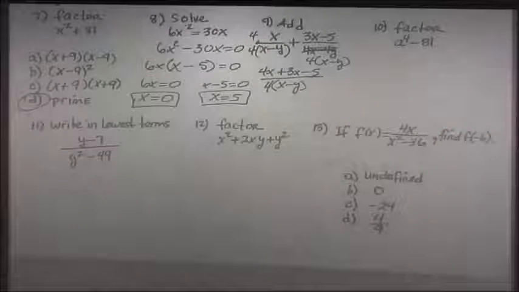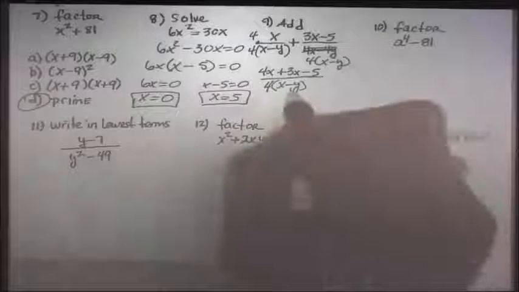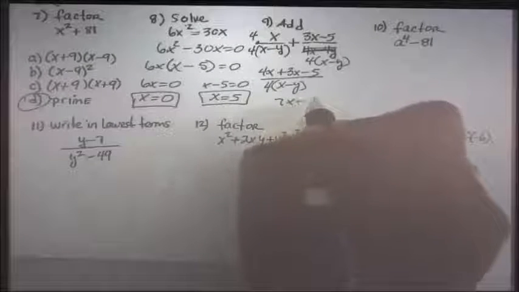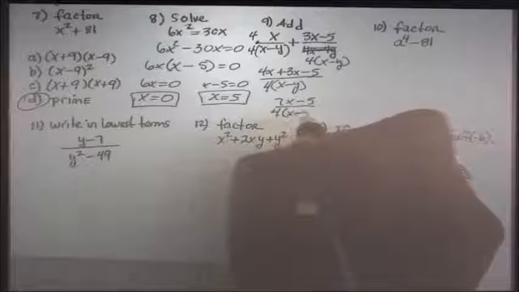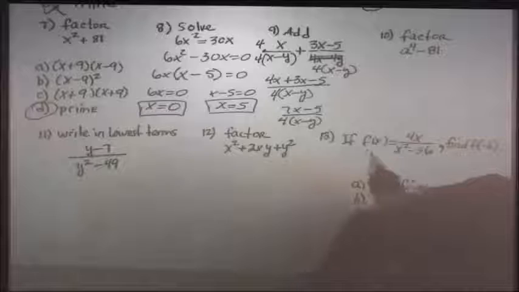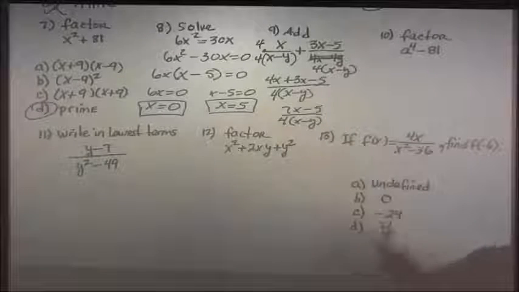Here I am at the cleanup now. I've got to combine like terms on the top. 4x plus 3x minus the 5, all over my common denominator down here. Remember, it follows you to the very end, right? Can we cancel anything?